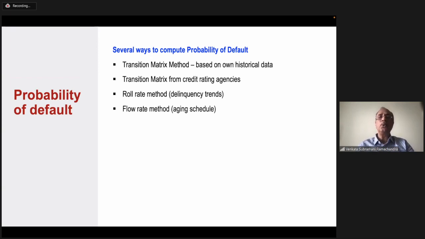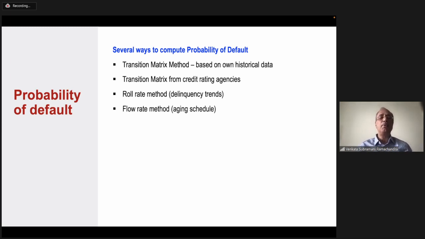Now, this PD, as I told you, there are several ways. This transition matrix method, which I just explained to you, is based on the historical method. That is one. You can also use the transition matrix which you get from the credit rating agencies. These credit rating agencies like CRISIL or ICRA publish what is called the credit transition matrix, which is open source. You can just Google it and find out. So they publish the transition matrix, and you can also use that transition matrix to compute.